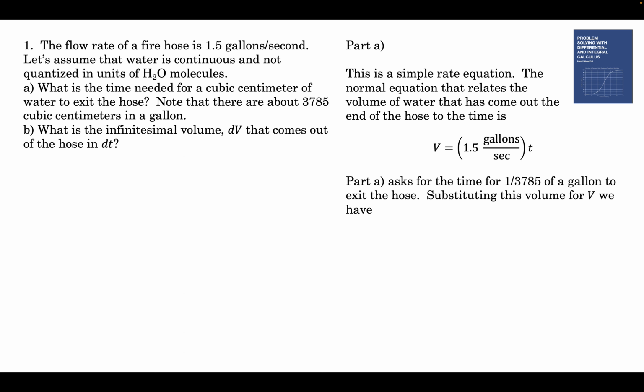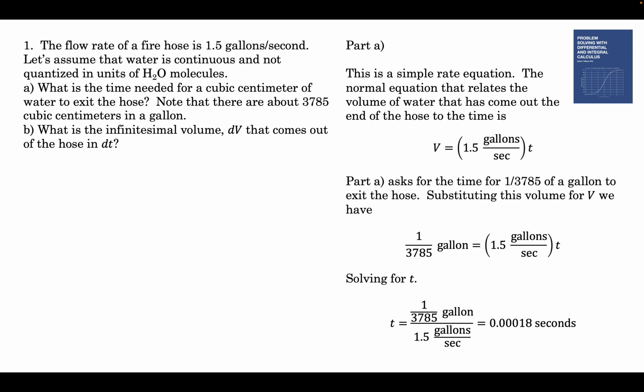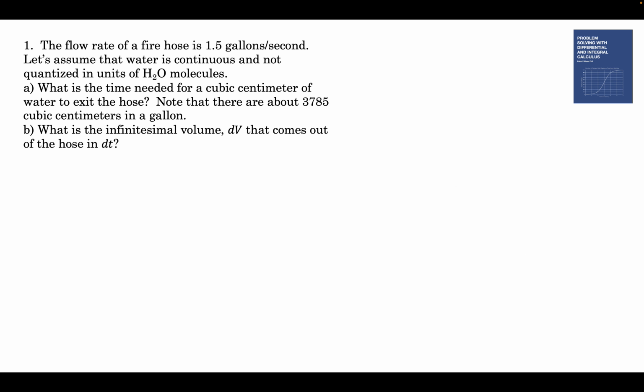So we substitute this in for the volume, and we want to solve for T, so we divide both sides by 1.5 gallons per second. The gallons cancel. We have 1 over seconds in the denominator, which makes it seconds, and we get 0.00018 seconds, which is less than 1/5000th of a second to get a cc out of a fire hose. Part B, what's the infinitesimal volume dV that comes out?